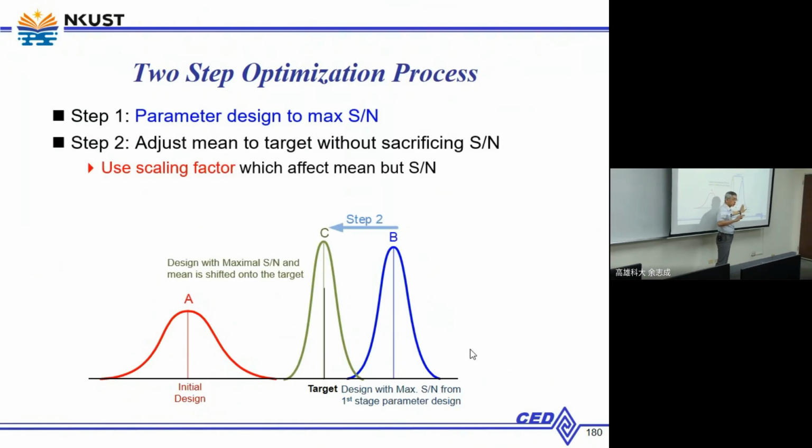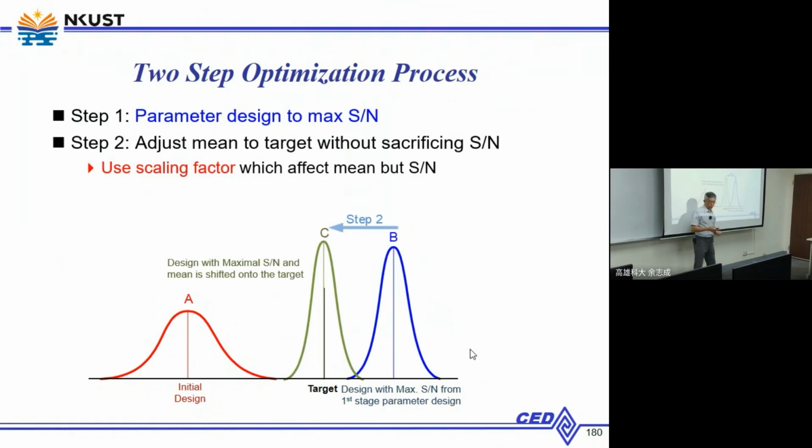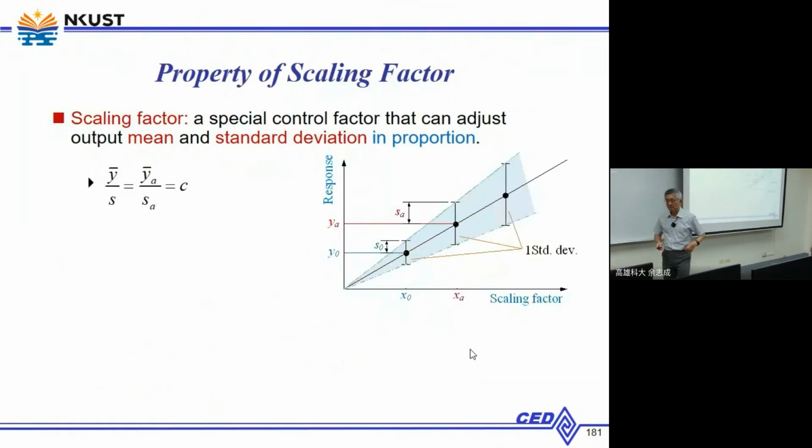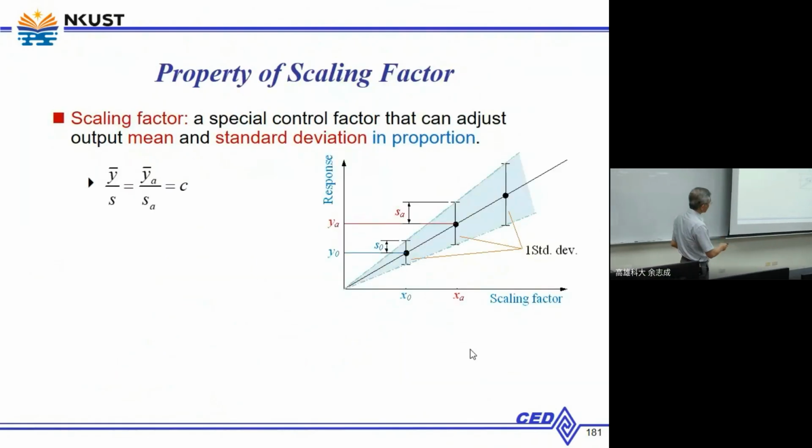But we can adjust the value to here. That is the reason we want to use a scaling factor. And this is the property of the scaling factor. We mentioned that before, that this is the scaling factor, this is the output. And when we change the scaling factor, the output will change. But also, the standard deviation of the output will also change. And this change will remain a constant.